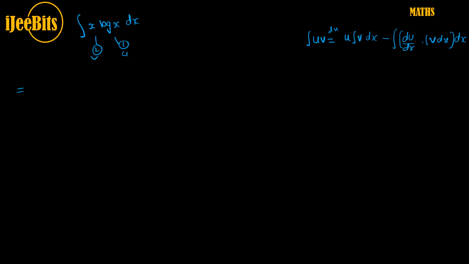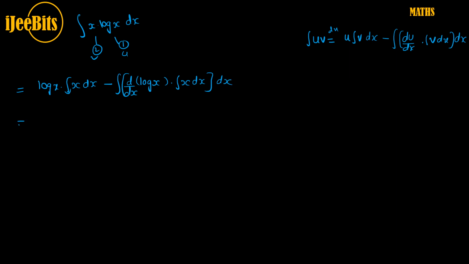So for the first one, I leave the log x common because I'm not going to touch it now, and then I will integrate x dx. Then minus the integration of du by dx, right? Log x, d of log x is how much? I'll put d by dx of log x, then the integration of x dx, then whole dx. This is how I'm replacing.